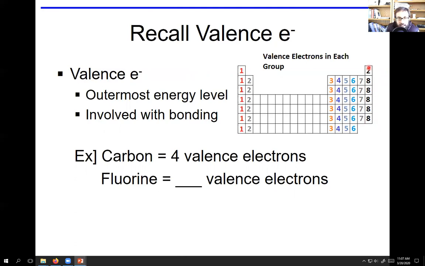An exception is helium, because there's no 2p orbital. Quantum mechanics tells us there's no 2p orbital. And so helium is a noble gas with a filled 1s2, and it only has 2 valence electrons.